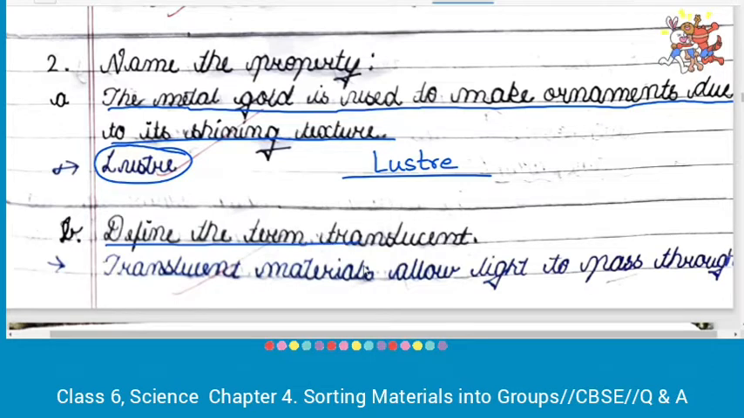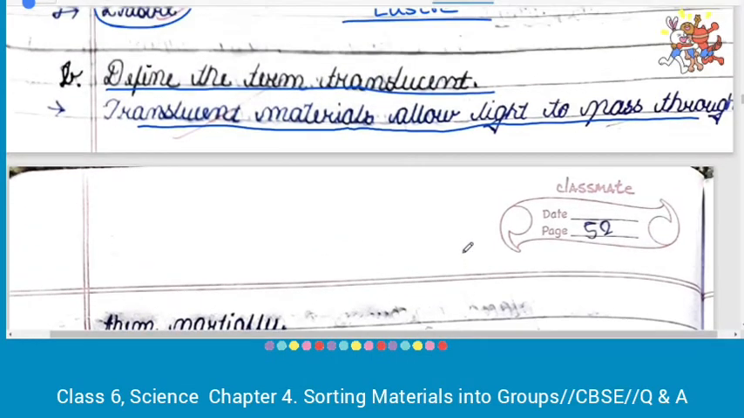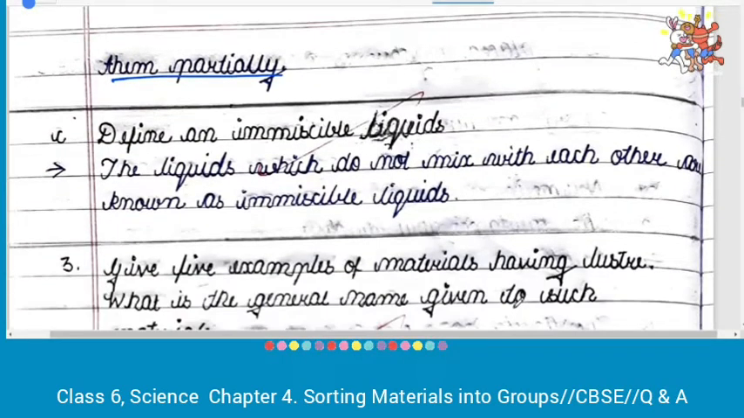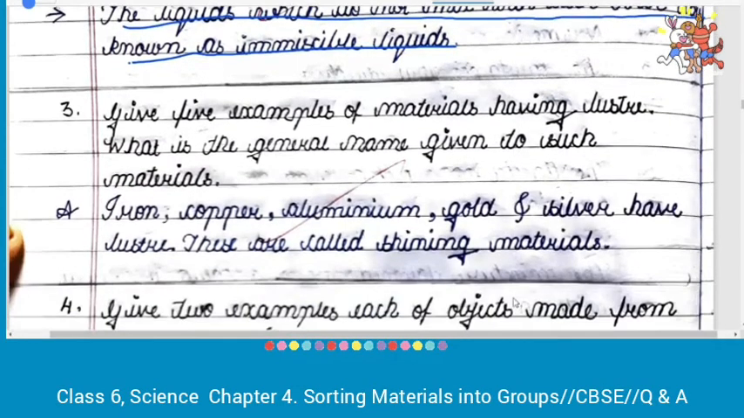Define the term translucent. Translucent materials allow light to pass through them partially. Define immiscible liquids. The liquids which do not mix with each other are known as immiscible liquids.